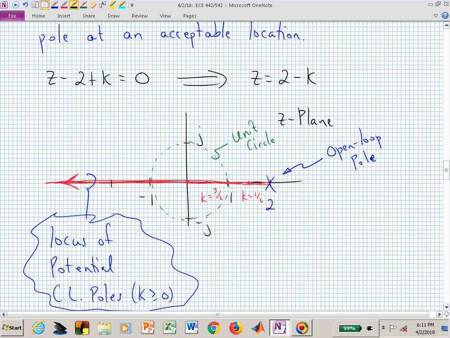We actually pushed that knob, K. We cranked it up from 0 all the way up to 3/2, and we moved into the unit circle, which was good, and we moved to a value of z equal to 1/2 for our closed loop behavior. Let's adjust K and see what can be achieved from just this proportional controller.